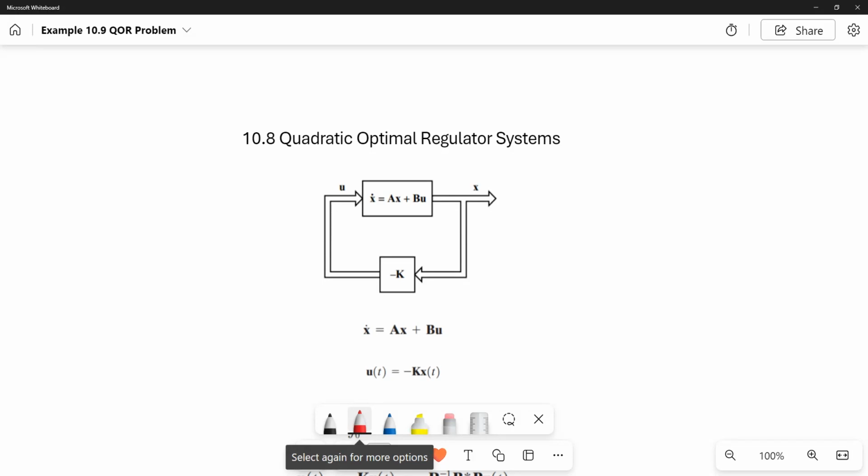So we'll continue with our quadratic optimum regulator systems. Whatever theory you covered in the last class is basically a regulated system. In the regulated system, there is no input. Rather, we customize the input in such a way that it regulates the system's behavior. So basically, here u is the input, which is obtained by taking the feedback of your state with the gain minus k. Our system is represented by x dot equal to Ax.